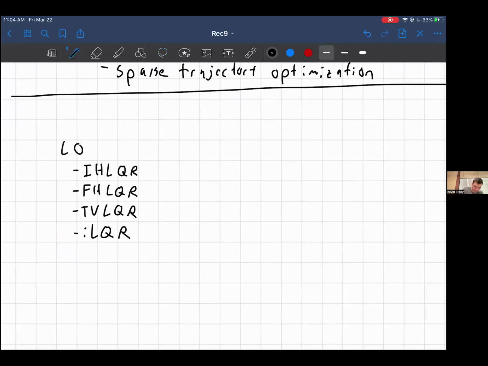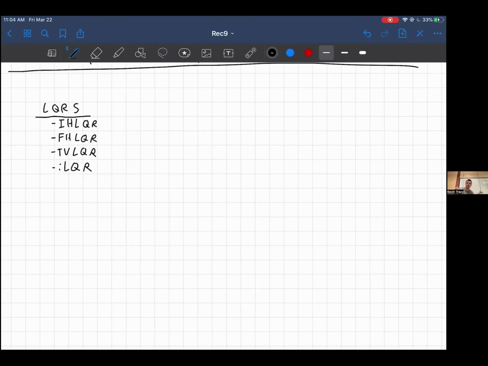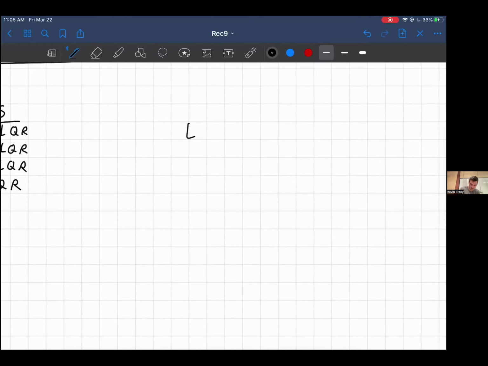So here are the LQRs. The first thing I'm going to do is make a little chart as to when we actually use which of these and what they actually do, just to remind everyone. So infinite horizon LQR: the first assumption for everything, with the exception of one, is linear dynamics.